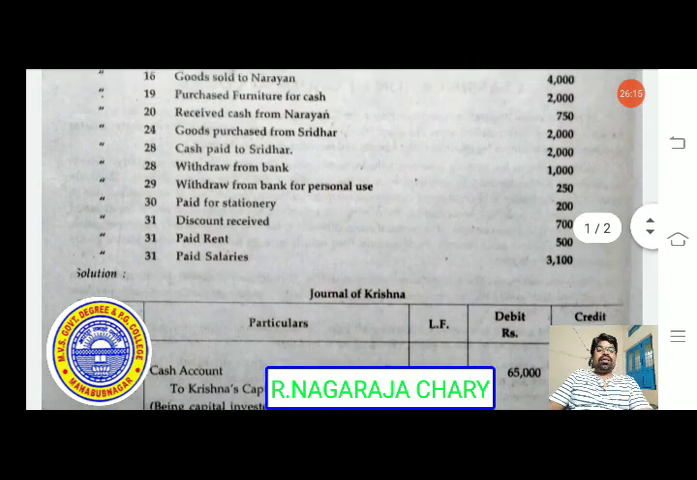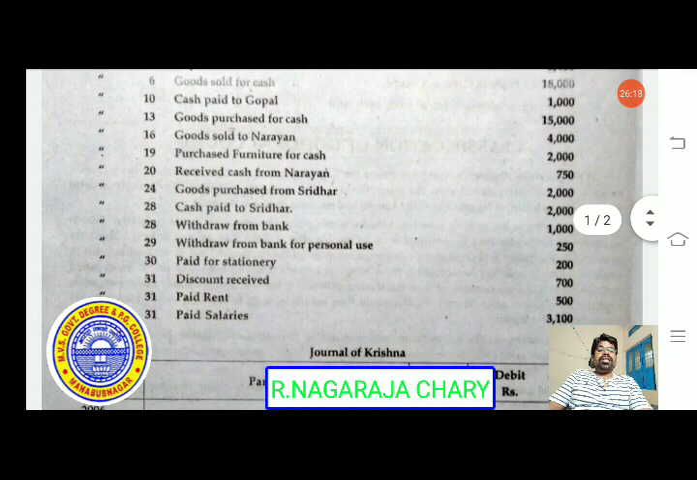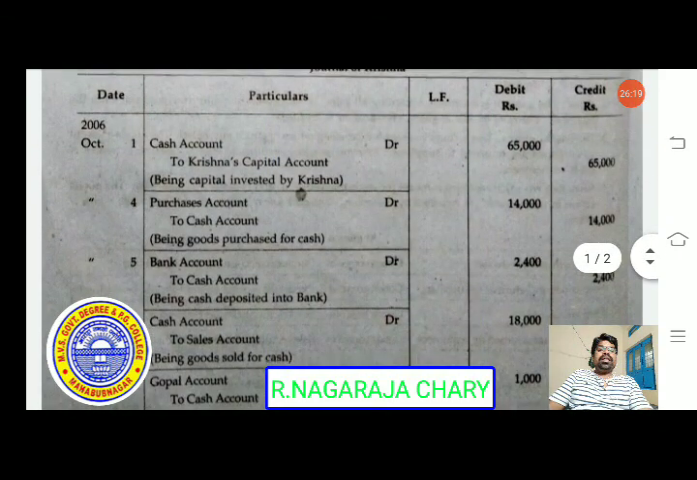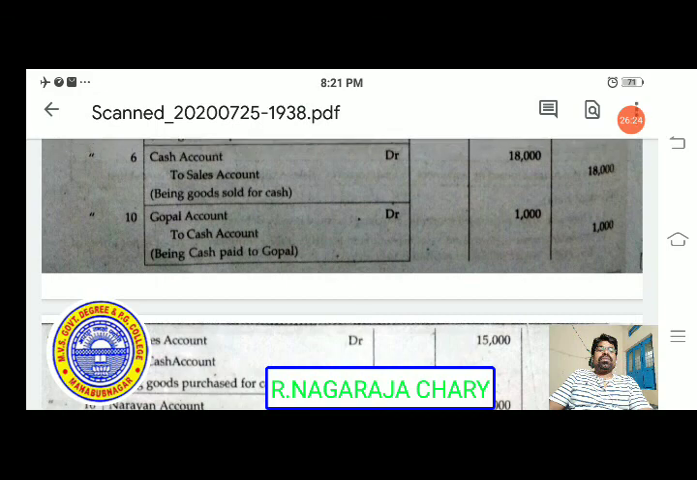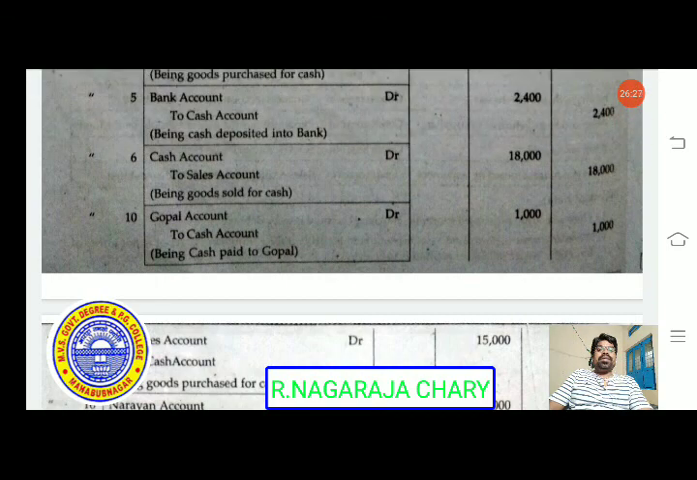Next, on the 10th, cash paid to Gopal. Here cash is being paid to Gopal. Right, Gopal is a person, and that person is receiving from our business organization. So Gopal is to be debited, and at the same time cash is going outside according to real accounts.